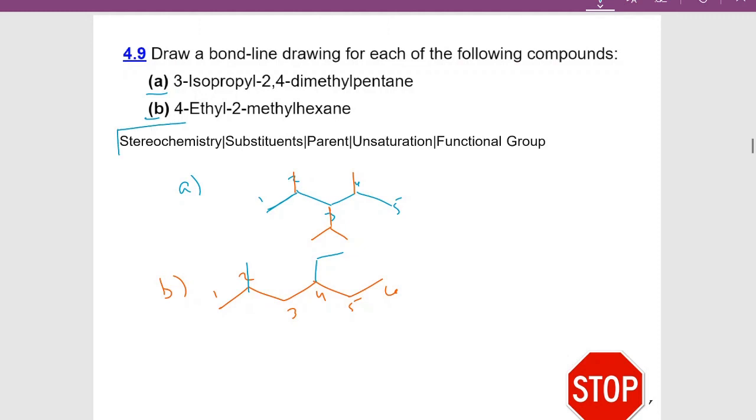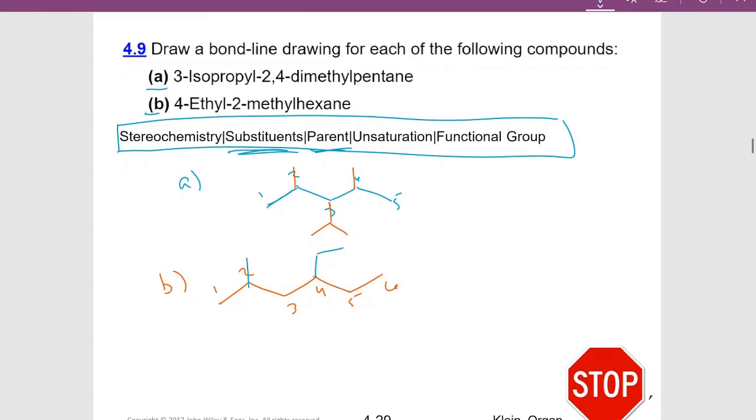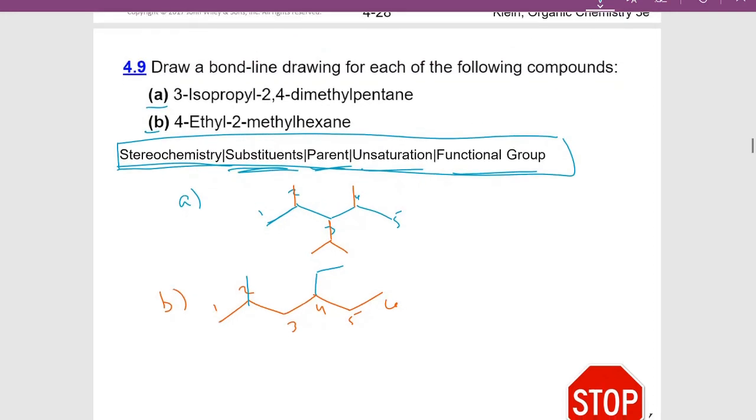And again, I have the parts of the name of an organic molecule here for your reference. So we're going to use some of these other parts. So far we've discussed parent and substituents. Later on, we'll learn how to include unsaturation, functional group, and in the next chapter we're getting into stereochemistry. So we'll continue this discussion of chapter 4 of Klein Organic Chemistry in the next talk.